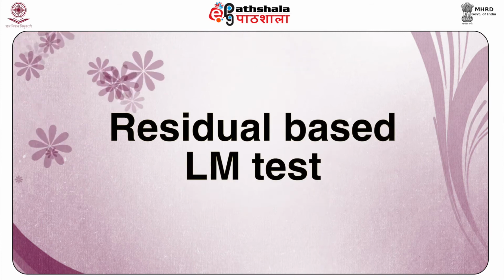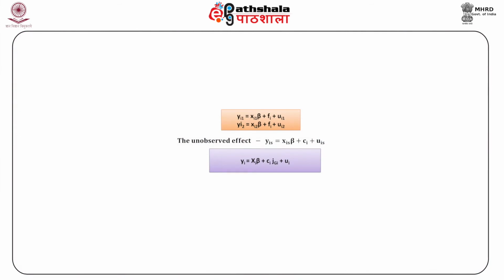Fifth, residual-based LM tests. Hadri in 2000 derives a residual-based Lagrange multiplier test where the null hypothesis is that there is no unit root in any of the series in the panel, against the alternative of a unit root in the panel. This is a generalization of the KPSS test from time series to panel data. It is based on ordinary least squares residuals of y_it on a constant or on a constant and a trend. In particular, Hadri considers the following two models.